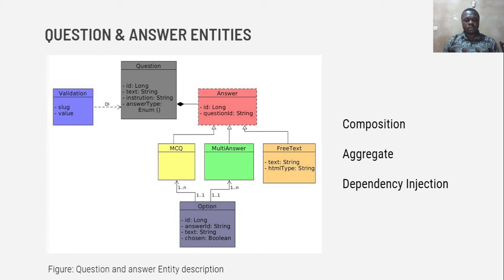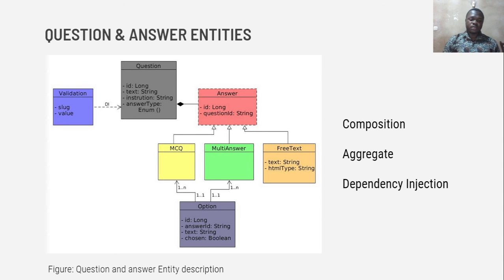So here we have question and answer entity. Here we have a question that has its fields: text, the question itself, the instruction, where you could actually convey a meaningful message to the user. Then the answer type, which is an enum. Then we have a sort of transitive object entity, that's answer, which has an ID and a question. Here MCQ is a form of answer, multiple answer is an answer, free text are answers. So think of it as an interface in a normal OOP paradigm.